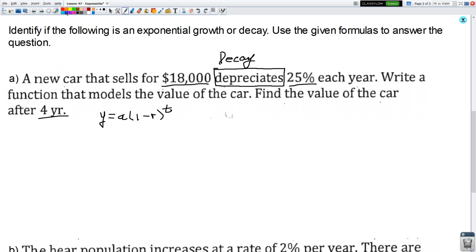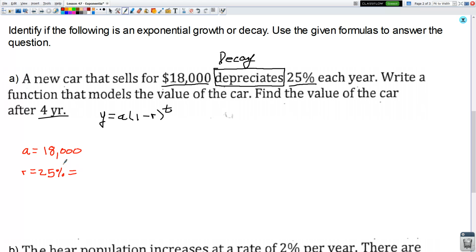Can we do that? Well, in order for us to figure that out, we need to know what A, what r, and what t is. Remember that A is the initial amount. If we read this example, it says a new car that sells for 18,000. So here A has a value of 18,000. Now the value for r is the rate, and the rate will most likely always be given to you in percentage. If we look at example A, it says it depreciates at 25%. So the rate is 25%.